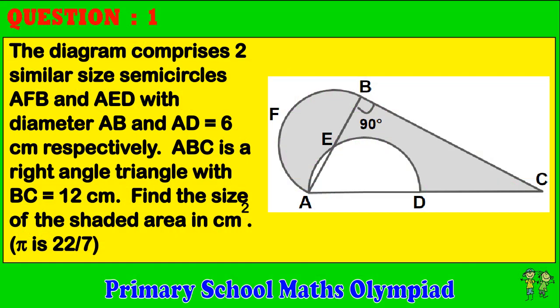Question 1. The diagram comprises 2 similar-sized semicircles AFB and AED, with diameters AB and AD equal to 6 cm respectively. ABC is a right-angled triangle with BC equals 12 cm. Find the size of the shaded area in centimeters square. Pi equals 22/7.